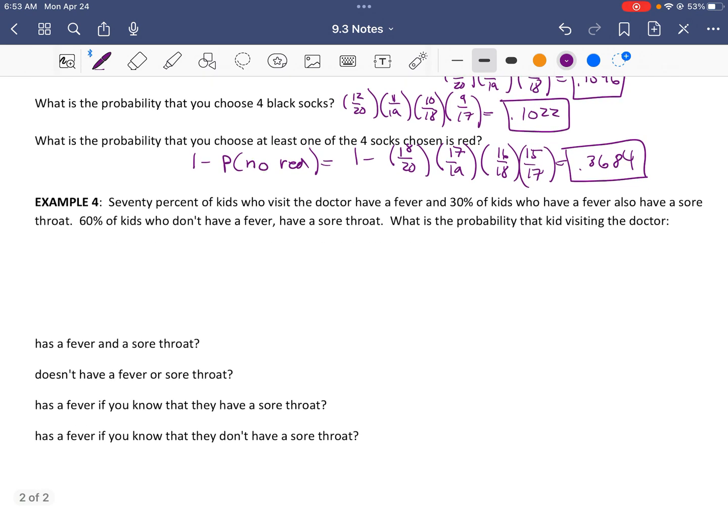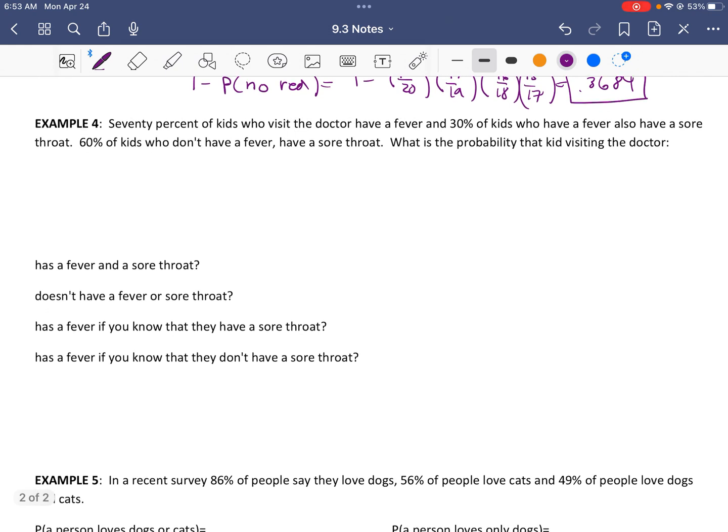Let's look at example 4. It says 70% of kids who visit the doctor have a fever, and 30% of kids who have a fever also have a sore throat. 60% of kids who don't have a fever have a sore throat. What's the probability that a kid visiting the doctor is? And then we've got 4 questions to answer. Well, I'm definitely going to use a tree diagram here. All right. So, doctor visit. First, we have 2 possibilities: fever, no fever.